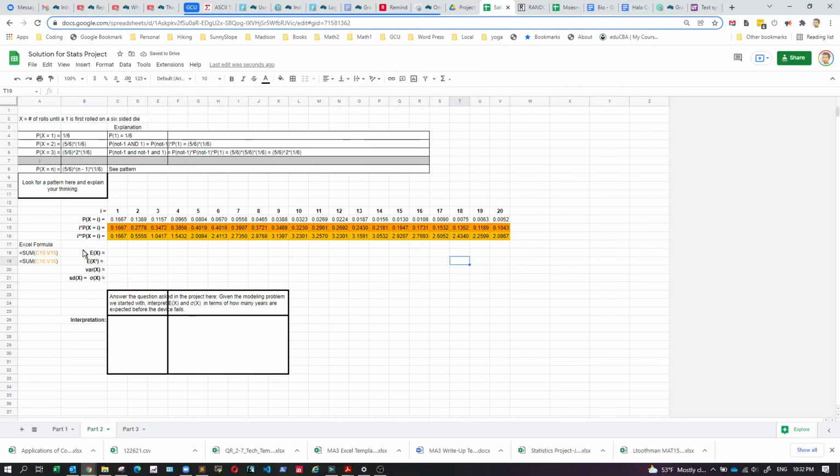Okay, and then the expected value of x for the approximation. I mean, we'd have to go to infinity to get it exactly right, so we're just approximating with these first 20 terms. But we're going to sum up this. The expected value is the sum of I times p of x equals I.